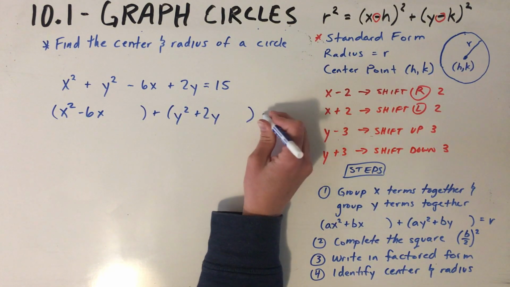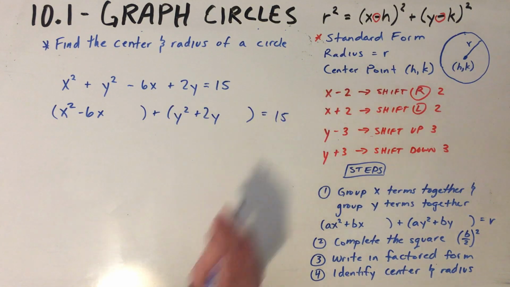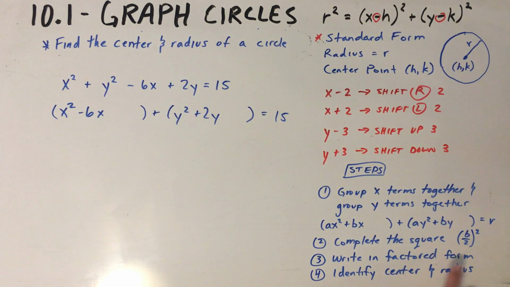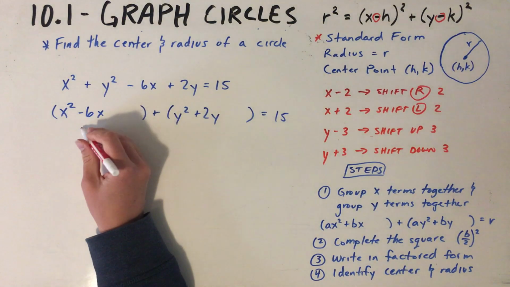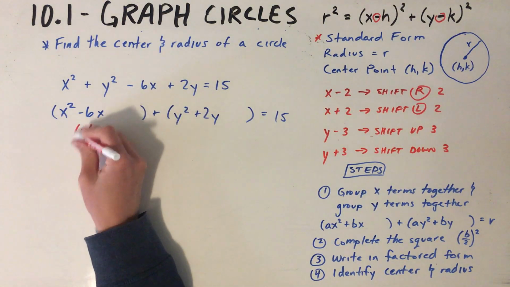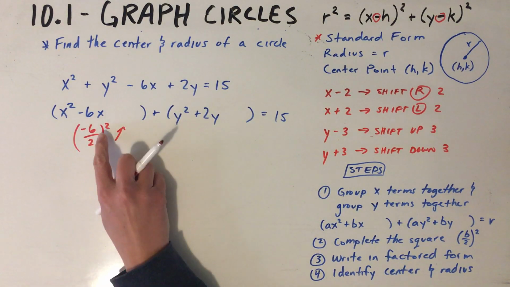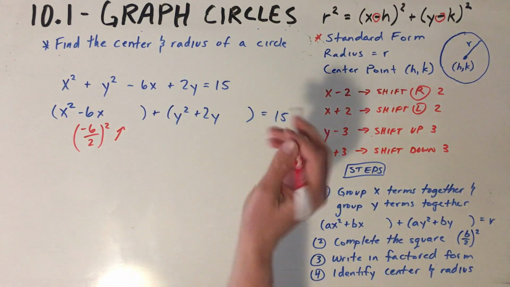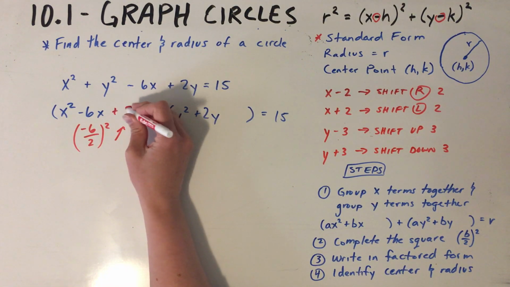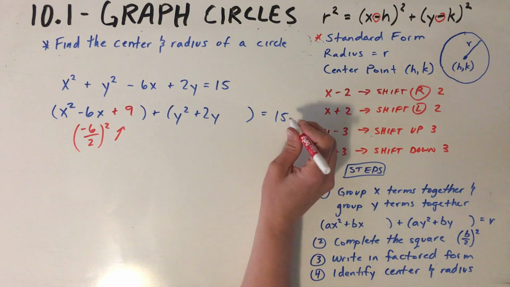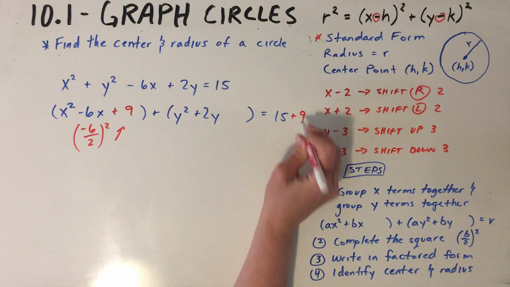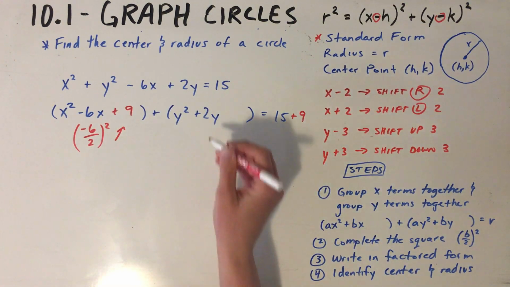The reason I'm going to leave a space here is because we're going to complete the square for both of these. Remember that to complete the square, we take this b term right here, divide it by 2, and square it. We're going to add that value here. So -6 divided by 2 is -3, squared is +9. So I'm going to add 9 right here. That means I also need to add 9 over here. All right, and same thing here.